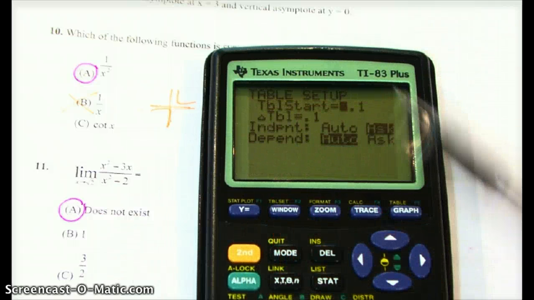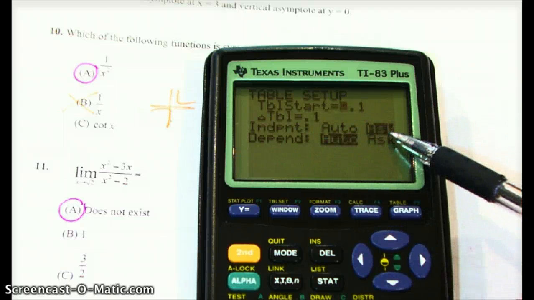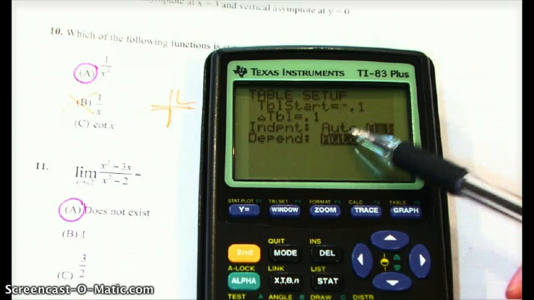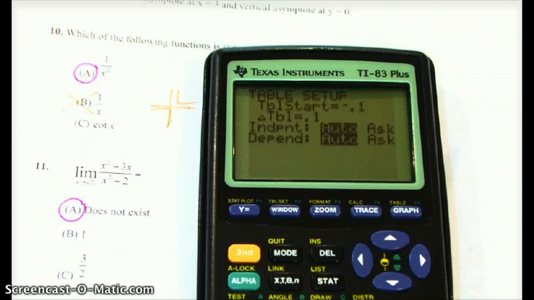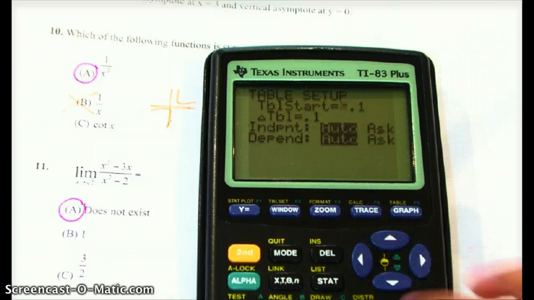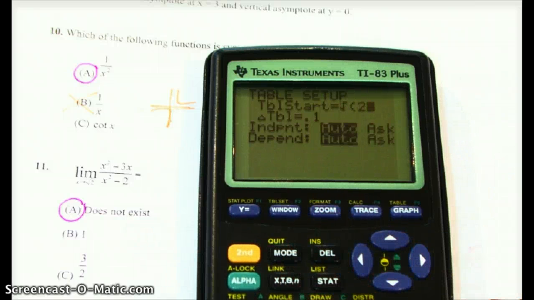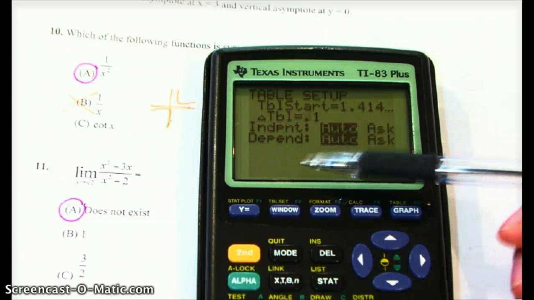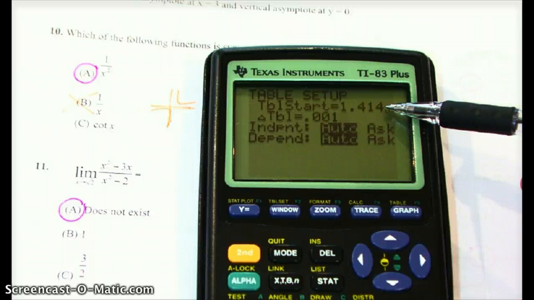And normally we just have the table ask us what the x values should be. But if you come down here and set it to automatically generate the x values, then you want to tell it to start at the number that you care about. So I'm going to clear this out, and I'm going to type in the square root of 2, because that's the number that I want it to start at. And then I want it to go in really, really small increments. So I'm going to change this to 0.001. So I'm getting just a tiny bit closer and closer and closer.